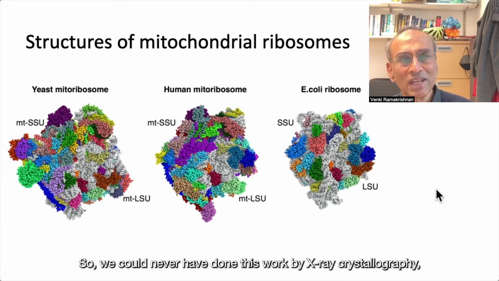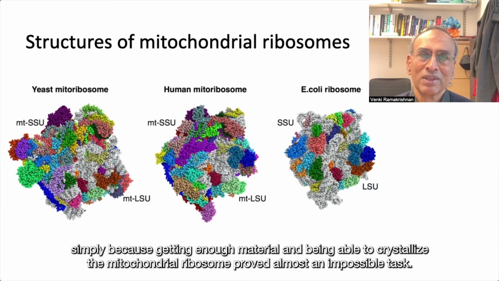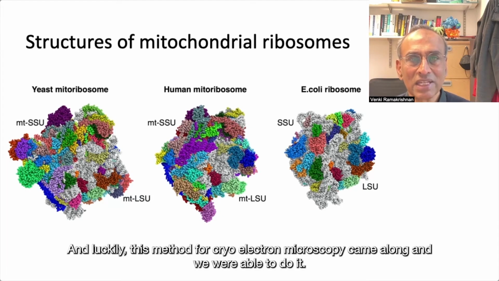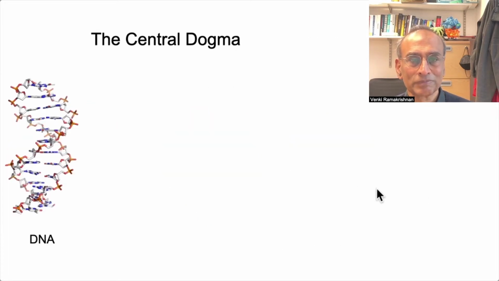So we could never have done this work by X-ray crystallography simply because getting enough material and being able to crystallize the mitochondrial ribosome proved almost an impossible task. And luckily, this method for cryo-electron microscopy came along and we were able to do it.